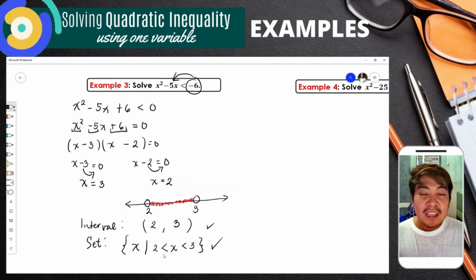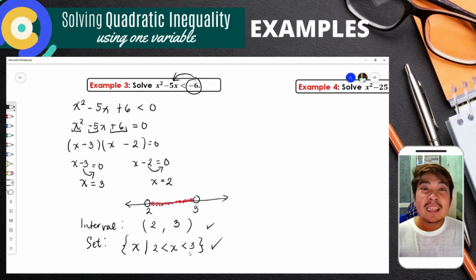So papaano nga babasahin ito? The set of all x such that x is greater than 2 but less than 3.